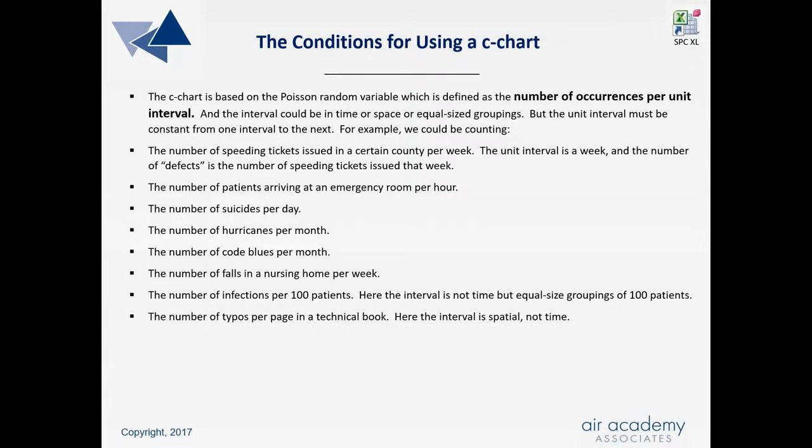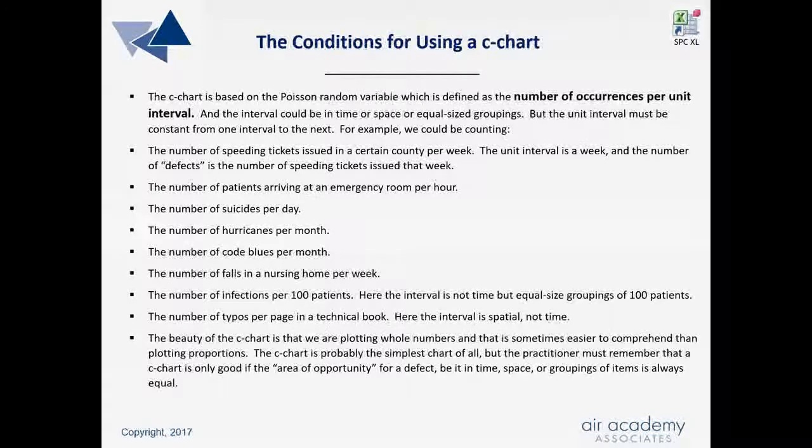The number of typos per page in a technical book. Here the interval is spatial, not time. The beauty of the C chart is that we are plotting whole numbers, and that is sometimes easier to comprehend than plotting proportions. The C chart is probably the simplest chart of all, but the practitioner must always remember that a C chart is only good if the area of opportunity for a defect, be it in time, space, or groupings of items, is always equal.